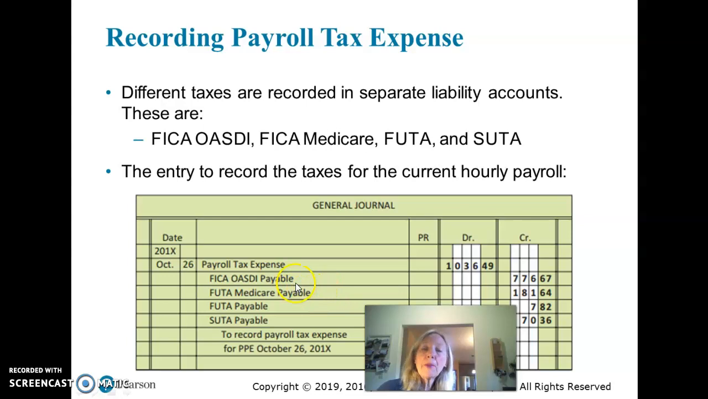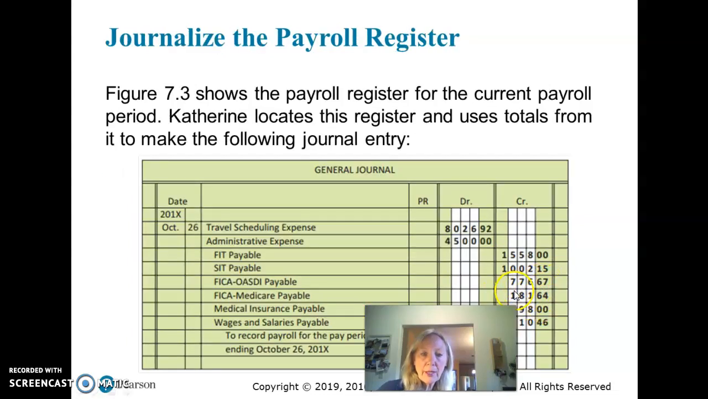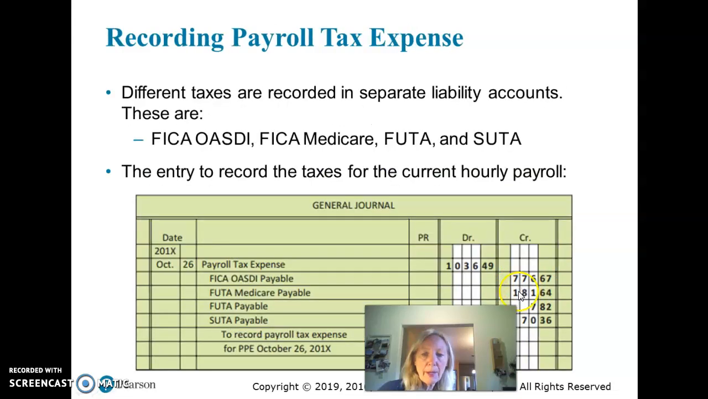all these. So remember, the employer has to match Social Security. They have to match Medicare. So that's the same number. You don't ever have to do the calculations again. That's the same number as on the payroll register. And then FUTA, tax payable, and SUTA are the amounts that you have to calculate based on the earnings of the employees.